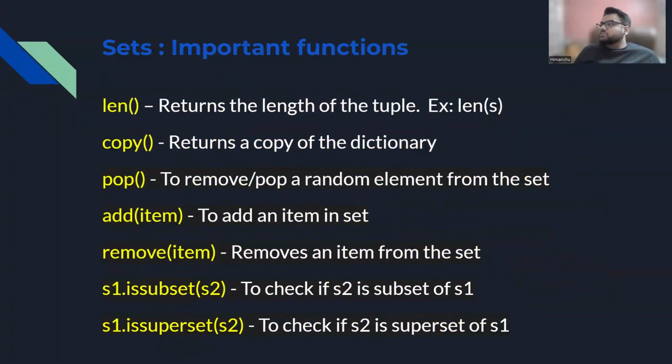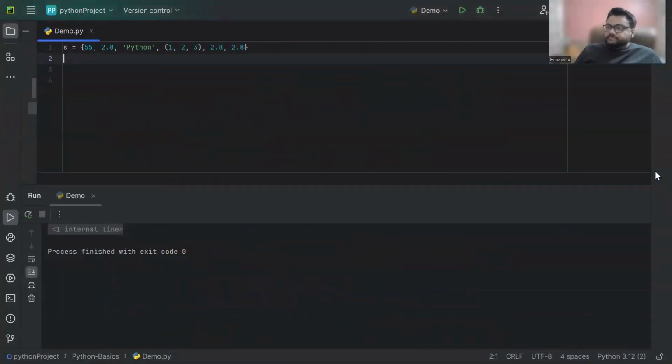Now let's move on to some important functions that I wanted to share with you for sets. Let's see it in our demo. I have defined a set, and it has int, float, and strings also. It has a tuple, because it is immutable, so it is allowed. And I have included some duplicate items also. As you can see, float 2.8 is duplicated 3 times in this set.